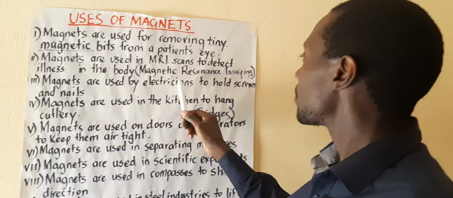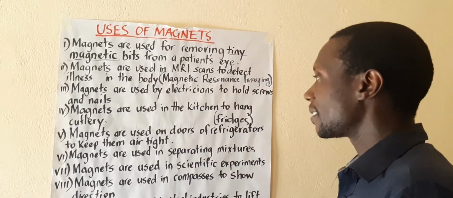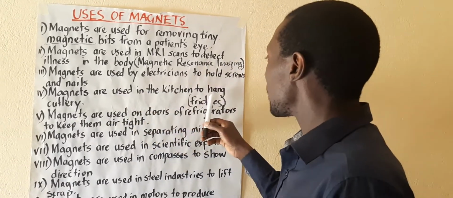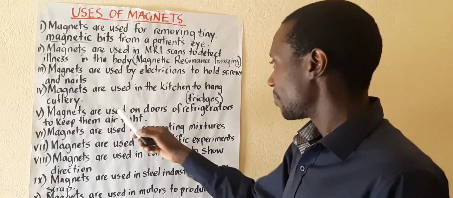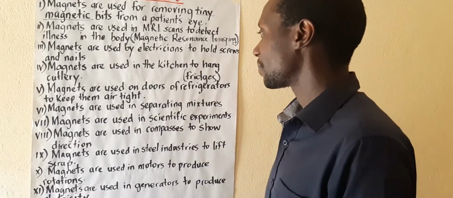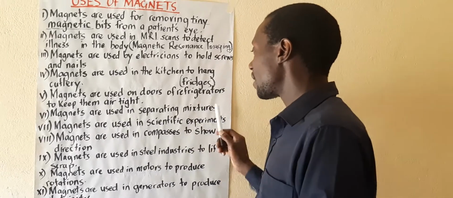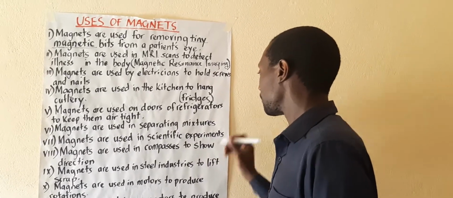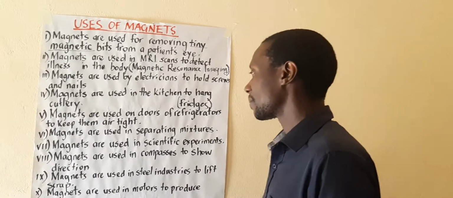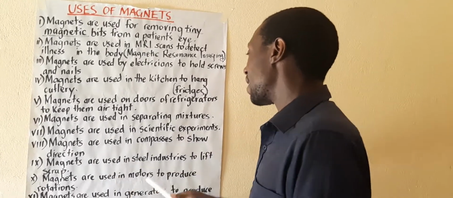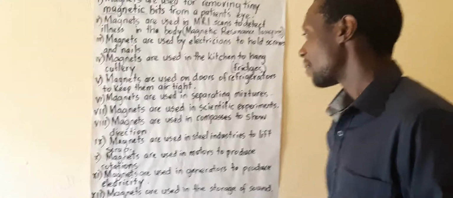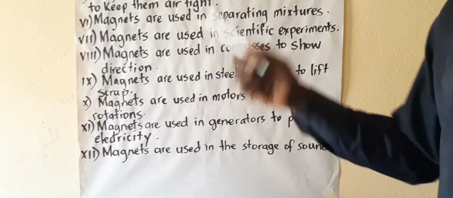Then magnets are used by electricians to hold screws and nails. Continuing, magnets are used in kitchens to hang cutlery. Magnets are used on doors of refrigerators to keep them airtight. Magnets are used in separating mixtures. Magnets are used in scientific experiments. Magnets are also used in compasses to show direction. Magnets are used in steel industries to lift scrap.